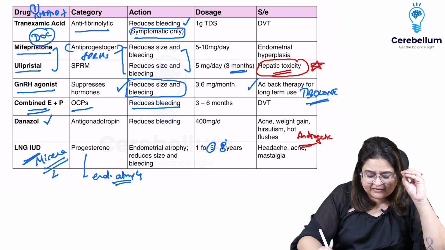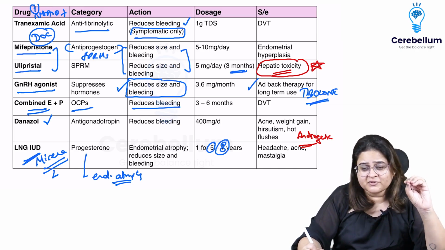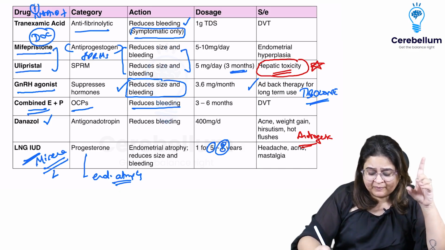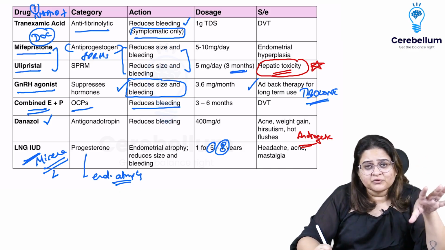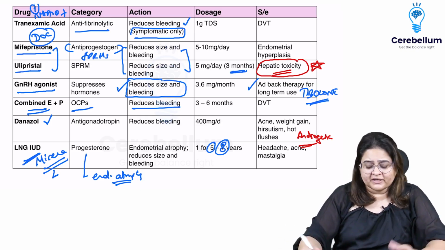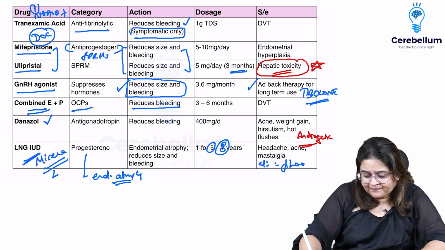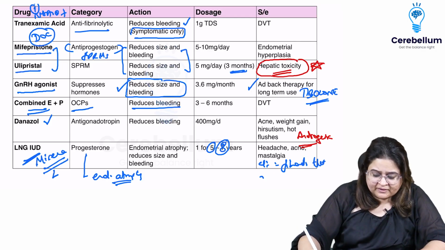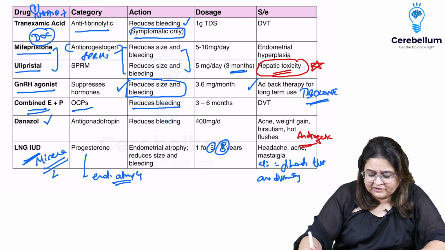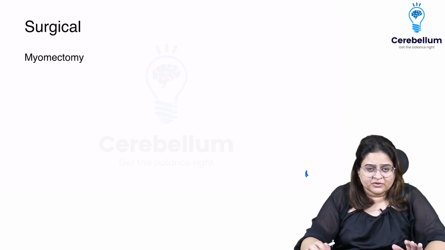But remember that this is 5 to 8 years. Earlier it was approved for 5 years. Now it is approved for 8 years for use for contraception. Remember, it can be put in fibroids, but not in fibroids that are distorting the uterine cavity. So it is contraindicated in fibroids that are distorting the cavity, because you can't put an intrauterine device if the cavity is distorted.